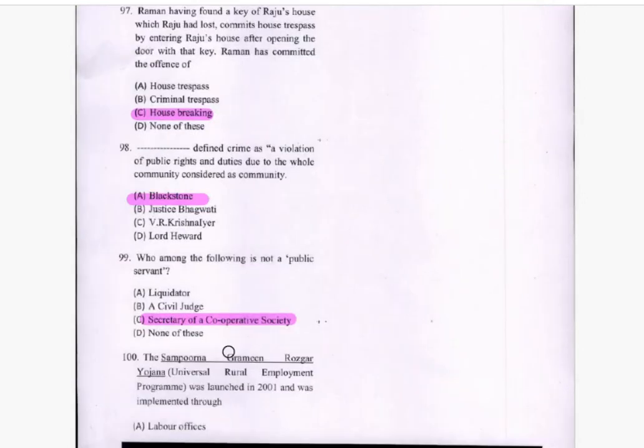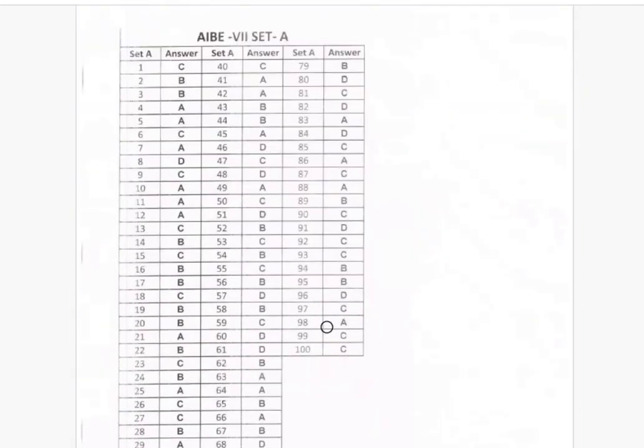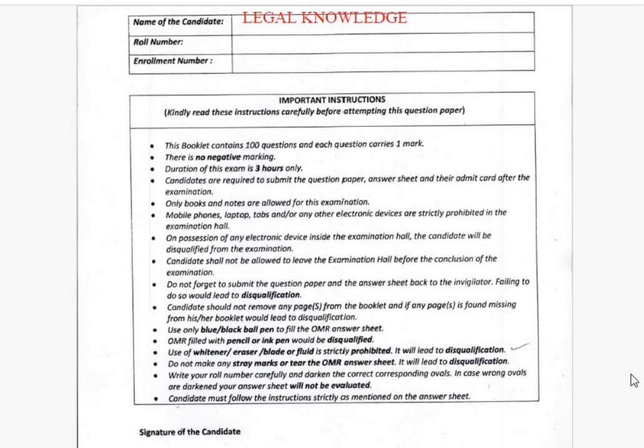Then the last question over here is the Sampurna Gramin Rozgar Yojana, that is Universal Rural Employment Program, was launched in 2001 and was implemented through panchayats and Raj institutions. So that was it about the 2015 paper. In the next lecture, we will start with the 2016 paper.